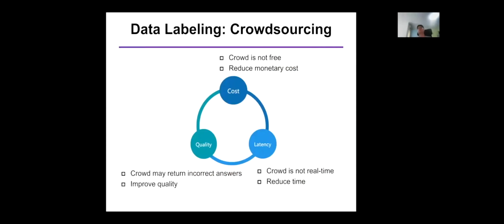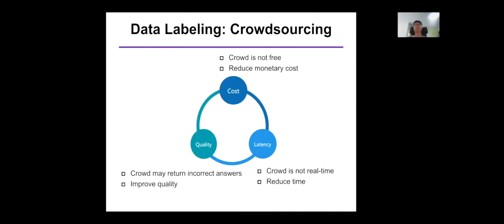The challenges in crowdsourcing are threefold, and they have trade-offs. First, the cost. The crowd is not free, so we should reduce the monetary cost by some pruning techniques and some deductive strategies. The second one is quality, because the crowd may return incorrect answers, as there may be some low quality workers. And the third one is latency, because the crowd is not real time. So there exists a trade-off between these three factors.